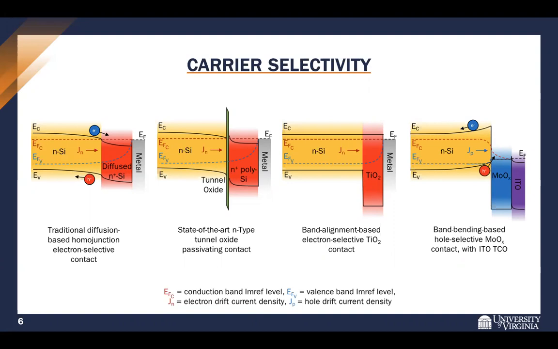Lastly is a band bending-based hole selective molybdenum oxide contact. And here the metal's been swapped out with an indium tin oxide transparent contact. How this works is the work function is actually so high that it induces an upward band bending in the silicon absorber, and it allows holes to sort of tunnel through there to the molybdenum oxide, while putting up a barrier for electrons, preventing them from reaching the contact.